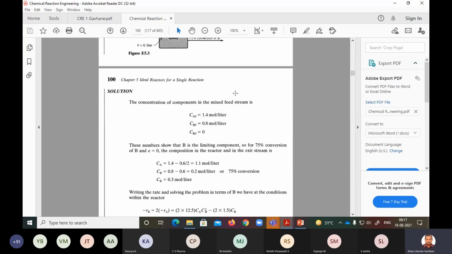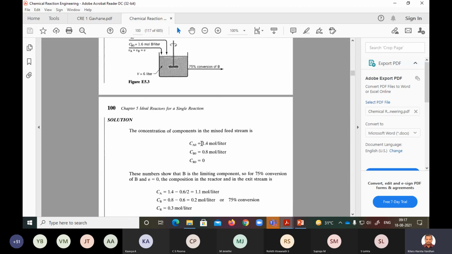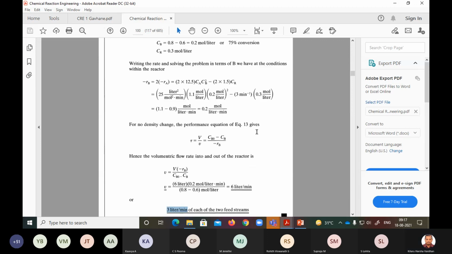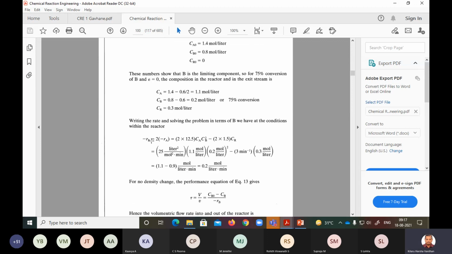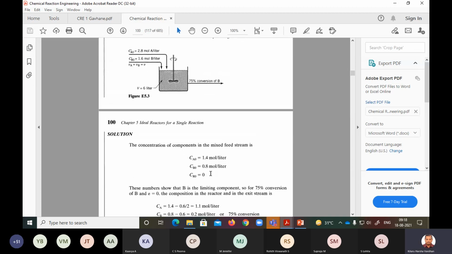Any doubt here? Emma, any doubt? You understood? There are 2 things here. One is how you are getting 0.6 and 1.4, and the last one is why you are writing 3 liters per minute for each stream. The rest of the thing is similar, because this expression is given. One more thing is that you have to calculate the limiting component from this. Whichever concentration is less, that is the limiting one. Whichever concentration is more, that is the excess. Anything, ma?